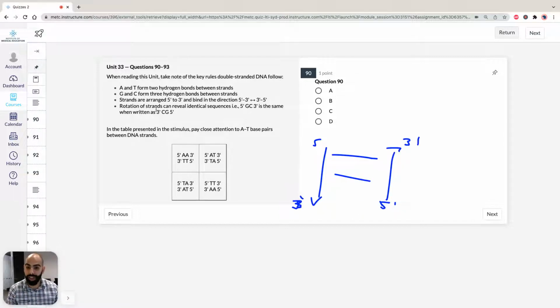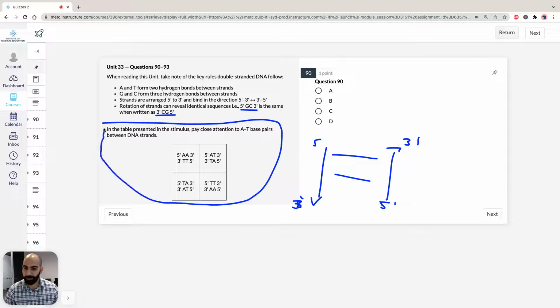So that's the direction, and that's what it's telling us. And finally, the rotation of strands can reveal identical sequences. What we mean by that is 5' GC 3' is exactly the same as 3' CG 5'. So it's exactly the same sequence. That's important to note because there's a couple of questions relating to this rule. Finally, they do present us a table with DNA sequences and possible strands for these sequences. We'll get to this for question 92, but just focus your eyes on A and T base pairs in the table because that's what the question is asking us. But we'll get to that in a couple of questions.